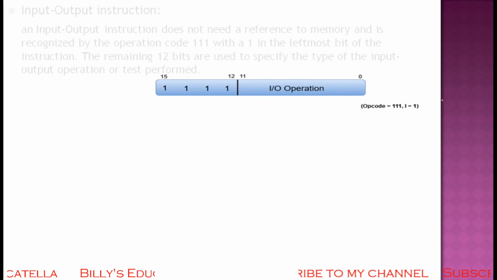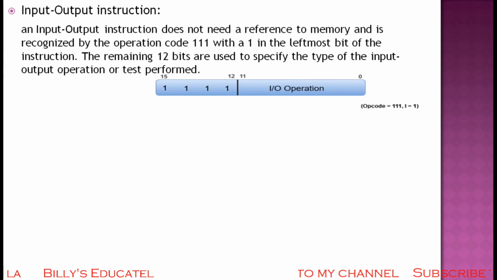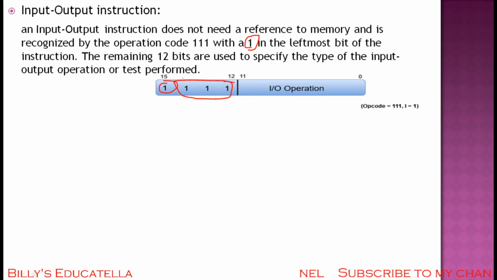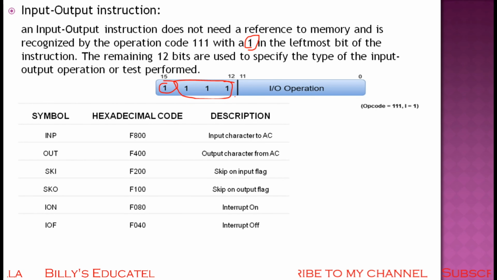Coming to the input output instructions, an input output instruction does not need any reference to memory, and it is recognized by the opcode 111 and with the addressing field bit as 1 in the leftmost bit of the instruction. Here the addressing mode value is 1 and the opcode value is 111. Here it always remains constant, it doesn't change, and the input output instructions will be specified like this.